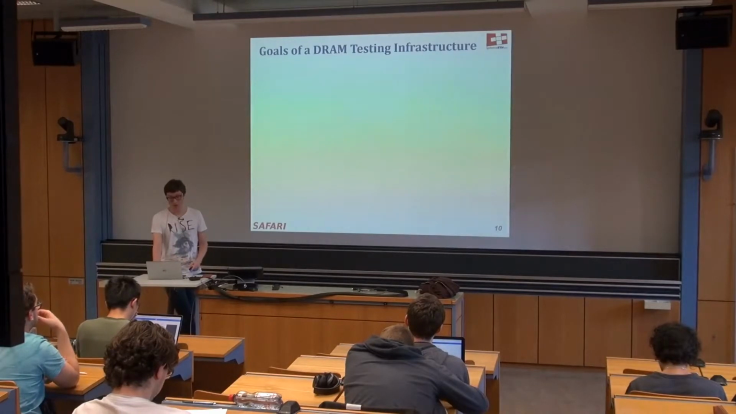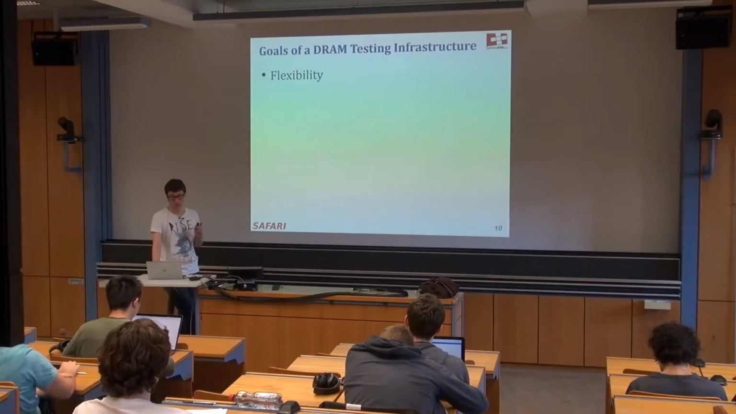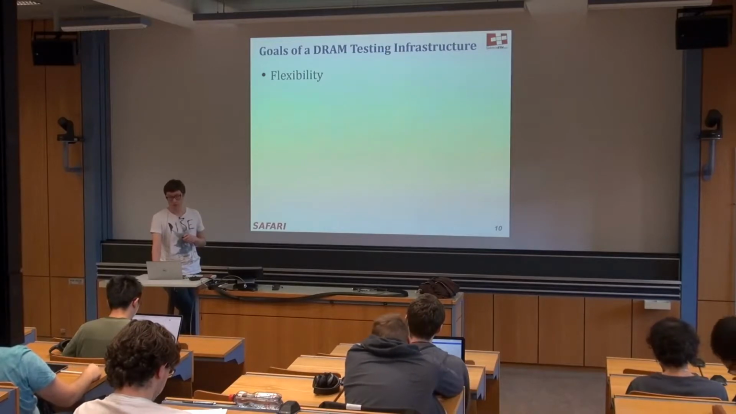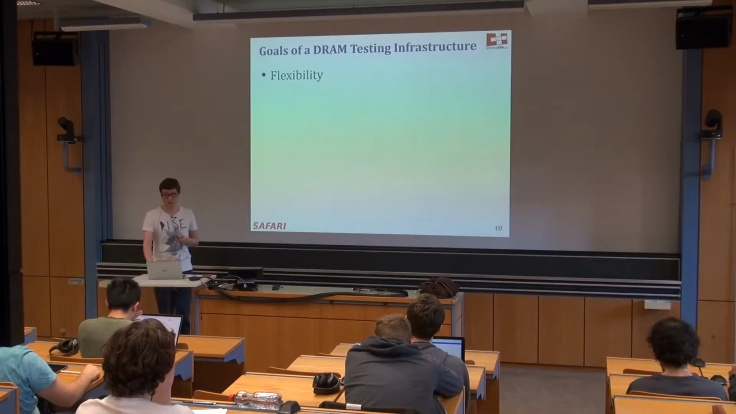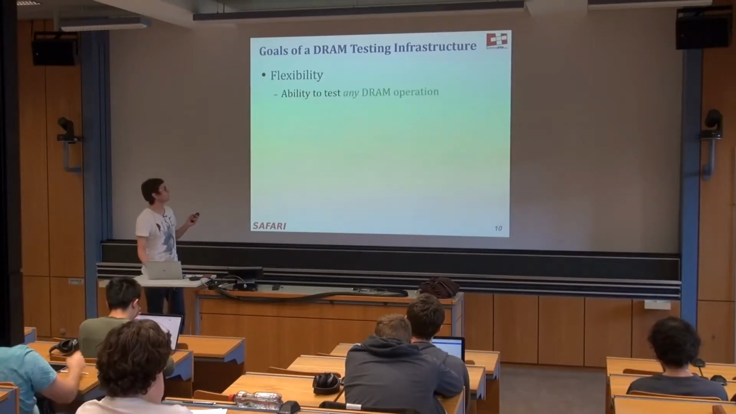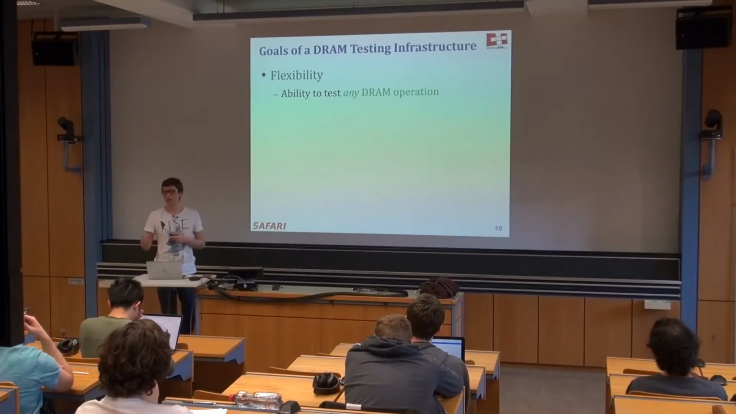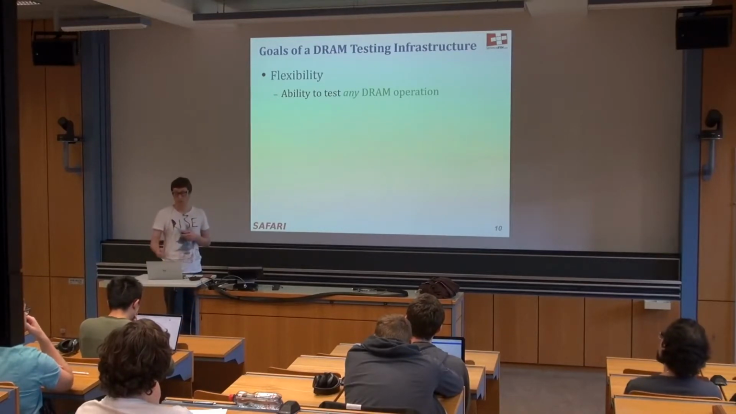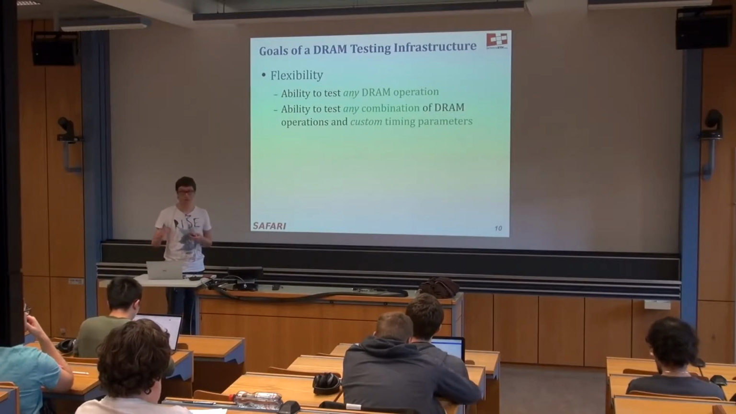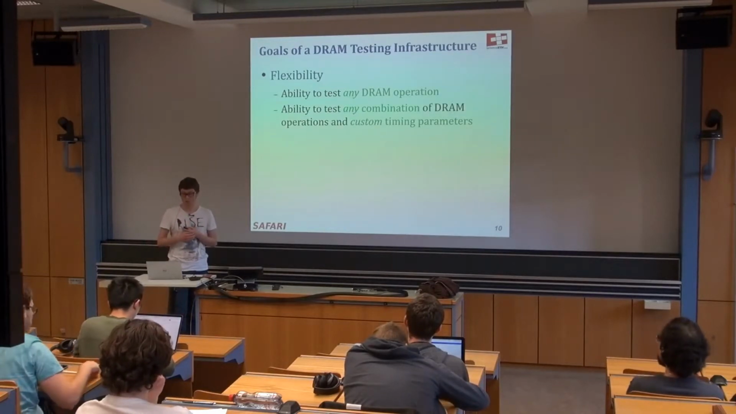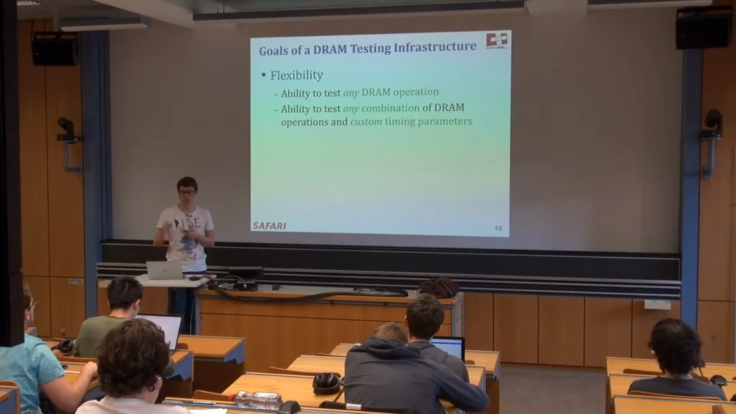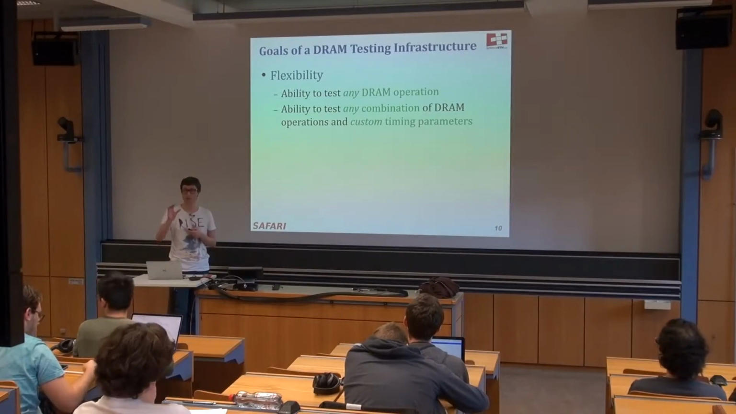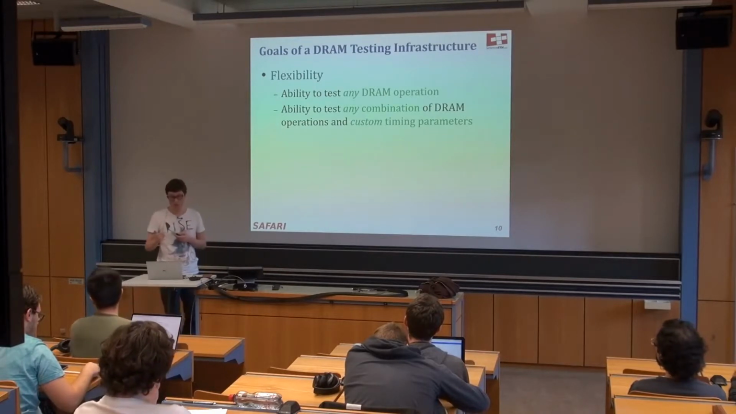And to do that, we developed SoftMC. Before showing what SoftMC is and how it works, I would like to go through the goals that we think a DRAM testing infrastructure should achieve. The first goal is flexibility, which is the ability to test any DRAM operation in any order with any timing parameters between them. So we should be able to precisely set a timing parameter between activate and read, for example, or other commands.